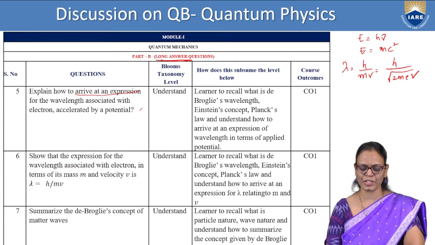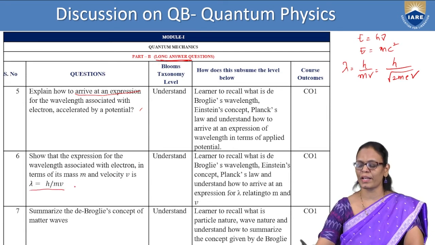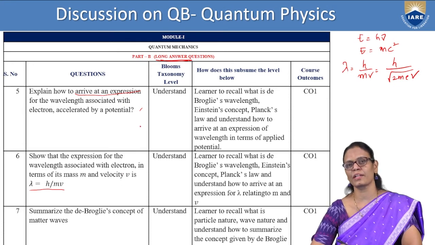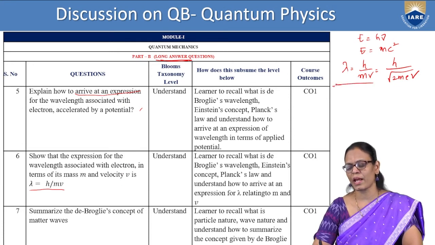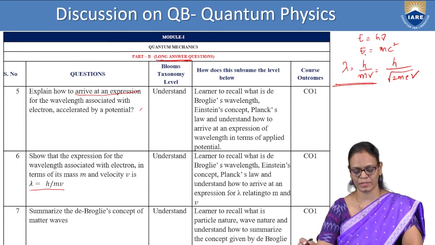Then show that the expression for the wavelength associated with an electron in terms of mass m and velocity v is lambda is equal to h upon mv. So again, the same question is asked in a different manner. It is lambda is equal to h upon mv, and you are going to derive how you are getting it.